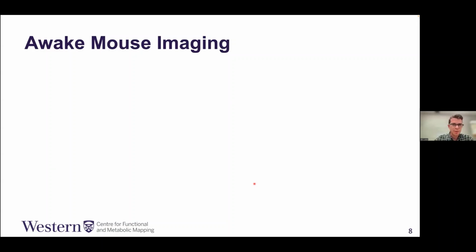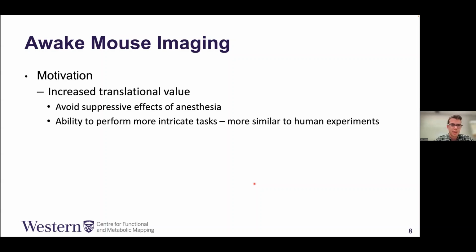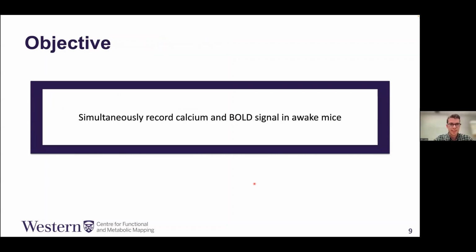And then one last aspect to this work is the awake mouse imaging. And Rabia had already talked about the benefits of this, so I won't have to go into too much detail. But of course, it all comes down to translational value and avoiding the suppressive effects of anesthesia and being able to perform more intricate tasks on our mice that we wouldn't be able to do if they were anesthetized. And this is, of course, more similar to our human experiments. But of course, it comes along with challenges as well. So we'll have to deal with the motion and stress in other ways. And so the objective of this study is to simultaneously record calcium and BOLD signal in awake mice.